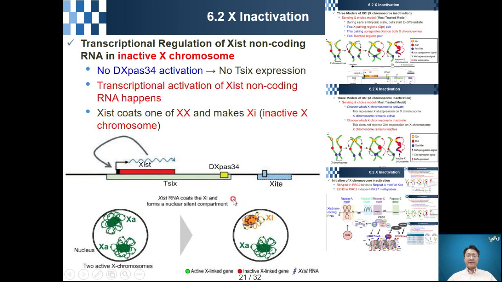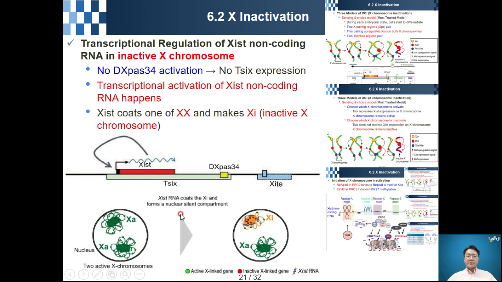After that, there is no DXPAS34 activation. So it means that there is no TSIX expression. So in this case, transcriptional activation of cis non-coding RNAs happens. Okay, after that, cis non-coding RNA is expressed.